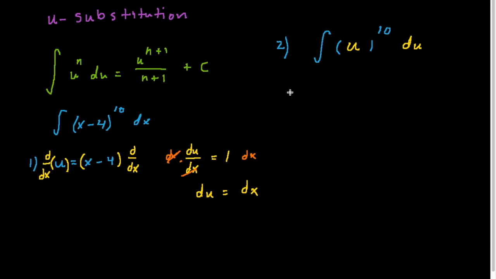Our third step is to take the antiderivative. That's going to be u to the 11th power over 11 plus c. And our final step is to just substitute back in for u. That's x minus 4 to the 11th power over 11 plus c.